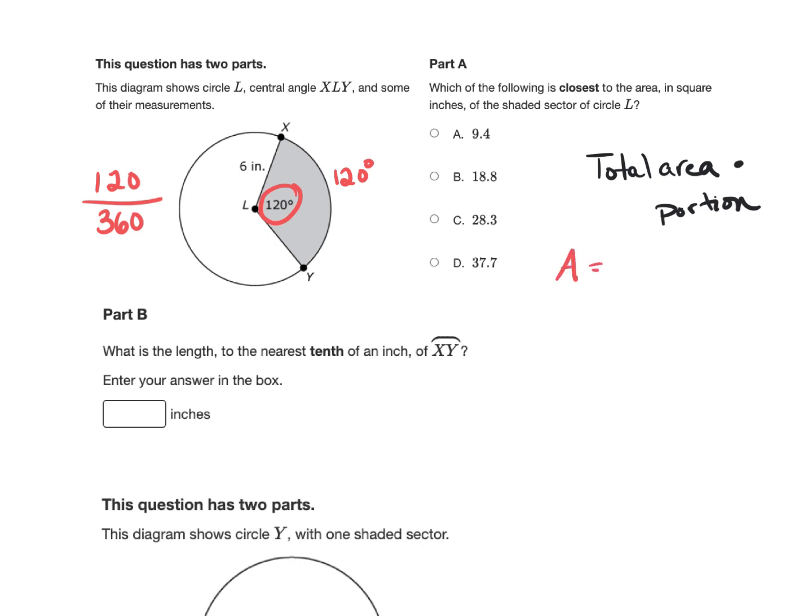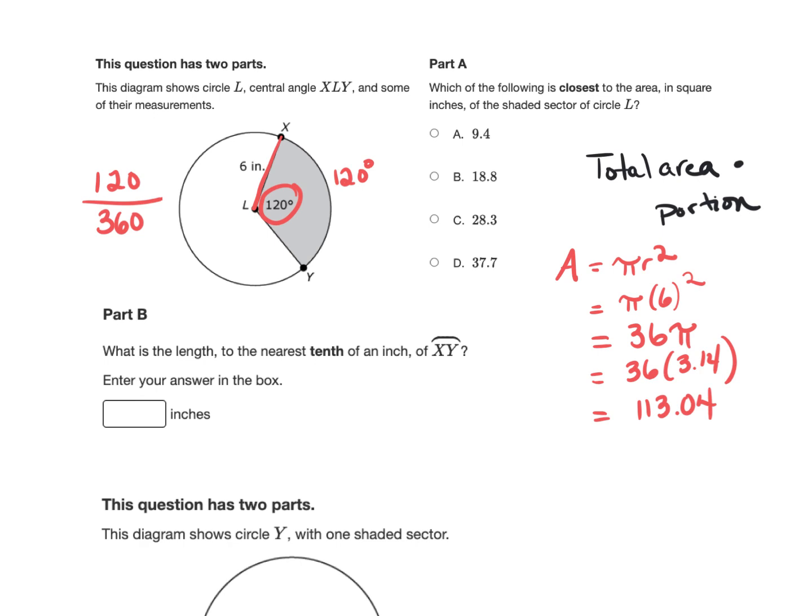Area is pi r squared. In this case, we are given the radius. It happens to be 6. So pi times 6 squared, and that's the same as 6 times 6, or 36 pi. And when I multiply 36 times 3.14, I get 113.04. Okay, so that's my total area, the area of the whole circle.